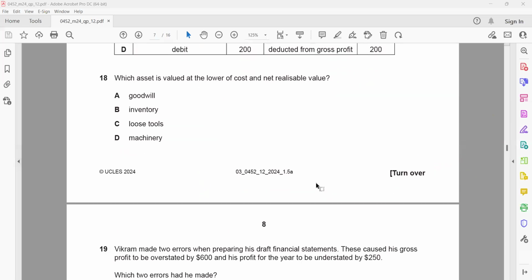Which asset is valued at the lower of cost and net realizable value? In the topic of inventory, take notes for it. Inventory, the key sentence is lower of cost and net realizable value.